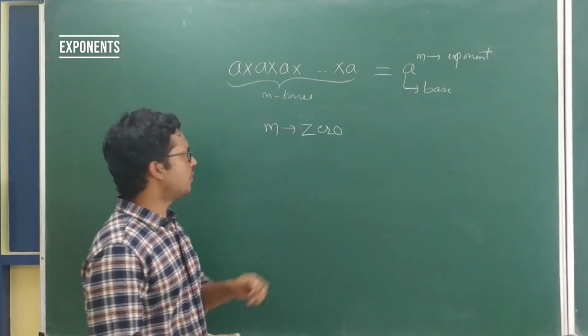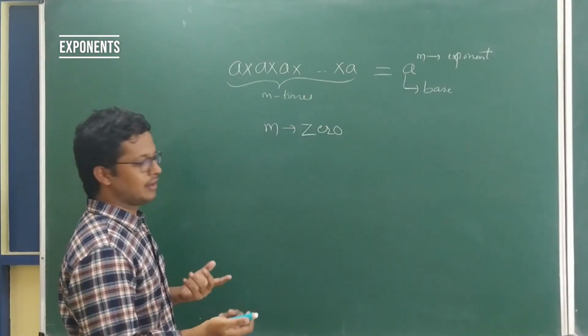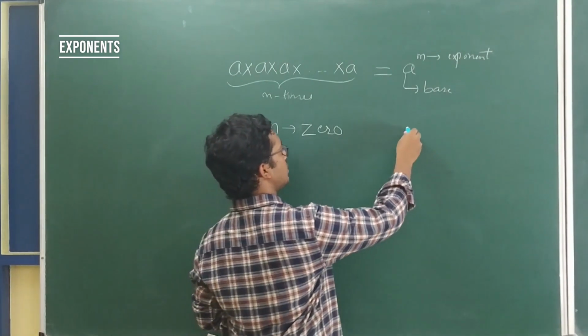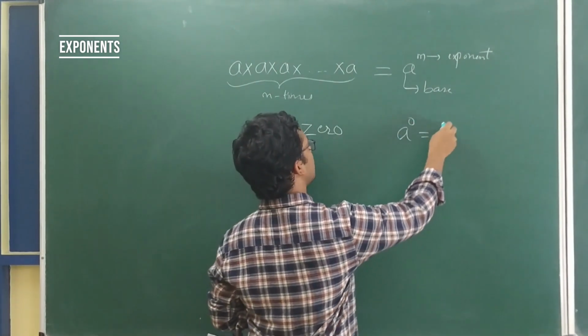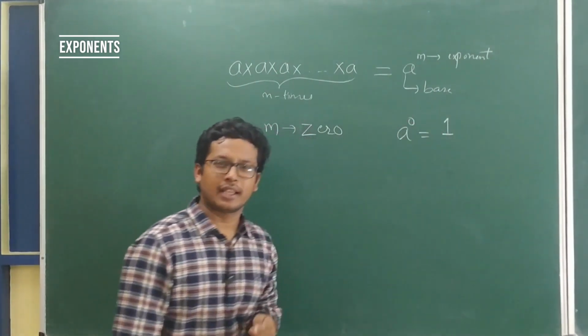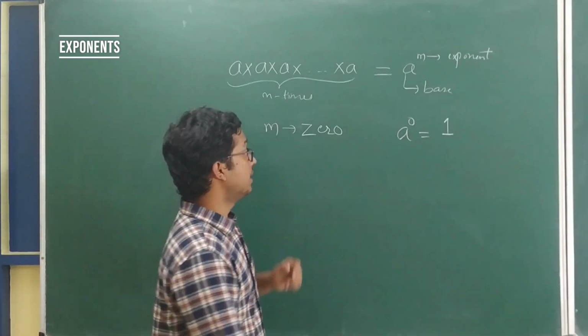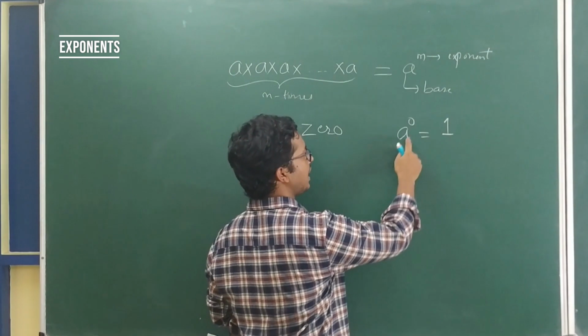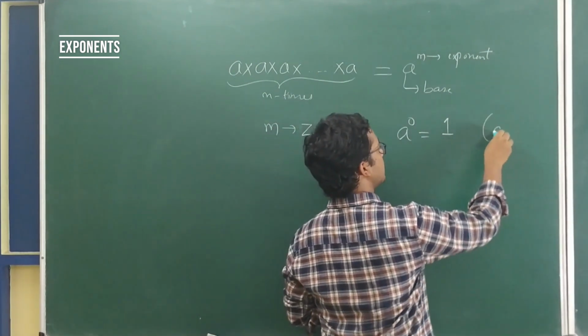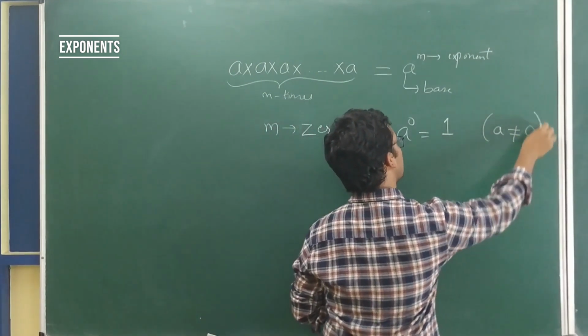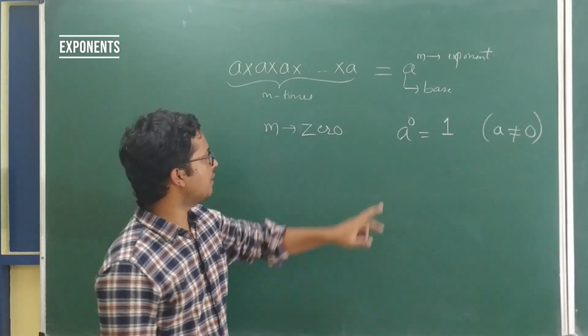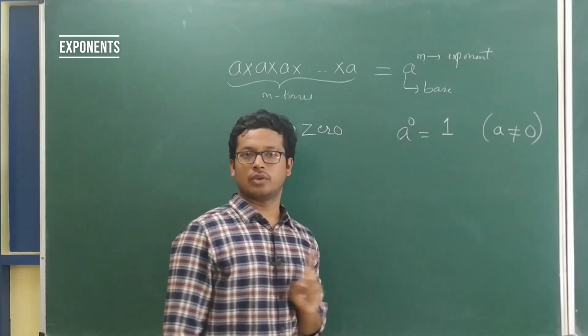Now let's see the case where m is 0. The law is simple: anything raised to 0, a raised to 0, the answer is 1. In the very next lecture, we are going to see why anything raised to 0 is 1. But remember this one: anything raised to 0 is 1 only for the case where a is not equal to 0. Apart from the value 0, anything power 0 is 1.